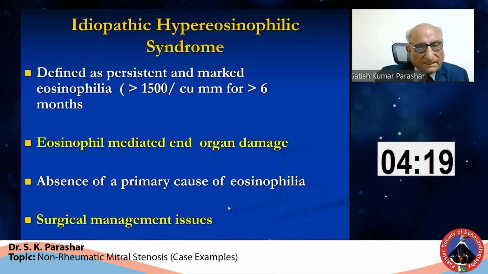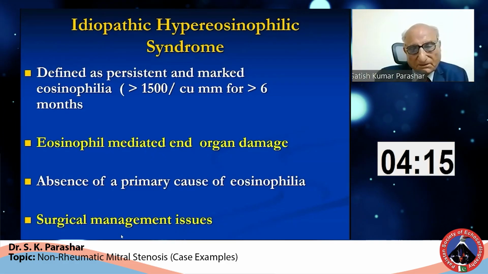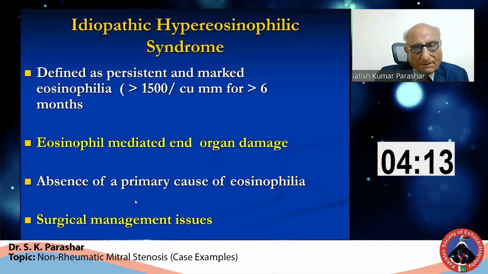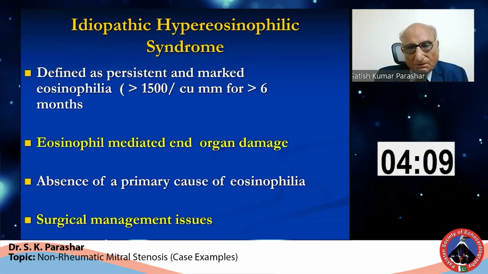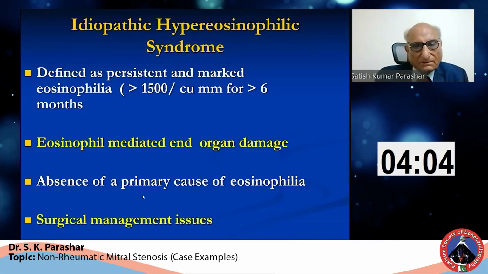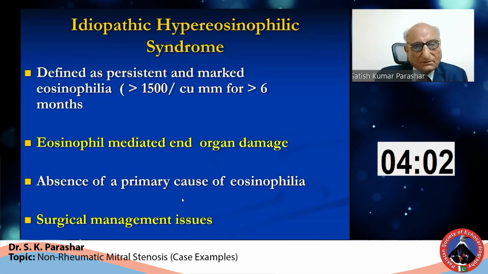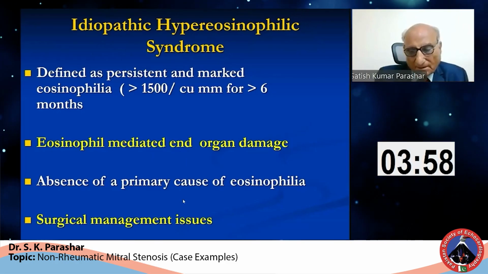Now, this has surgical management issues, but because of shortage of time we'll not go into the detail. Many of these valves are thrombogenic, they develop thrombosis also. So the attempt has always been made to give a tissue valve, because of this thrombogenic tendency.